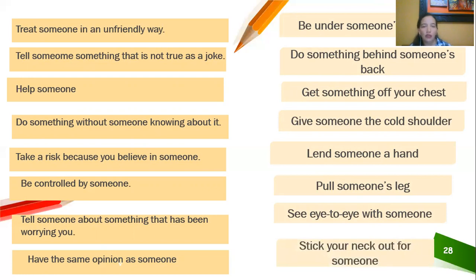Okay, at this moment, please pause the video and, on a piece of paper or in your mind, please do the following exercise.